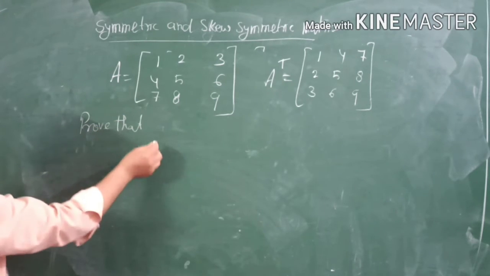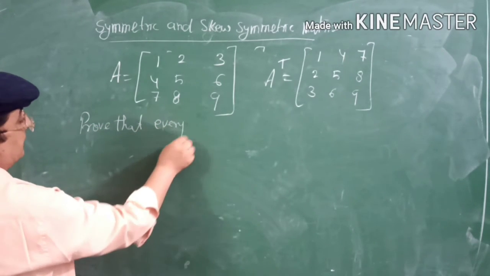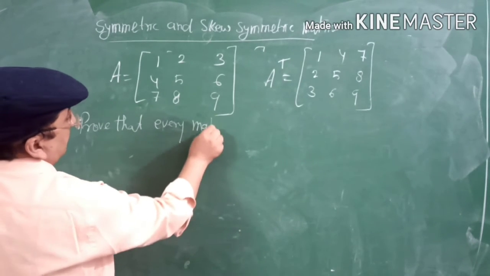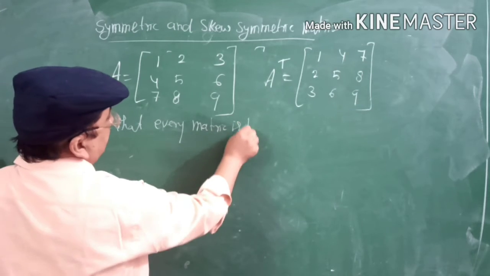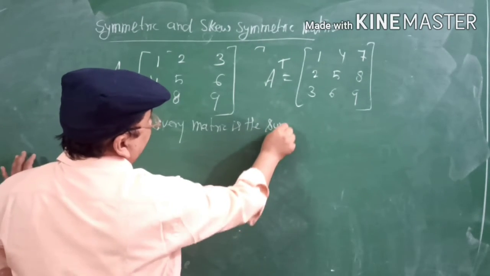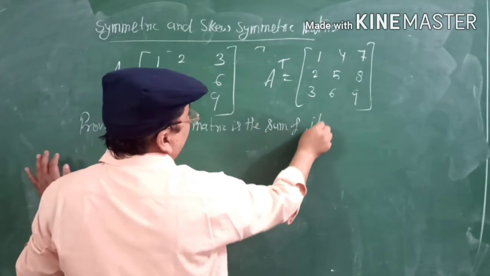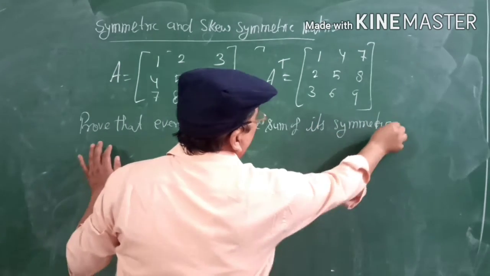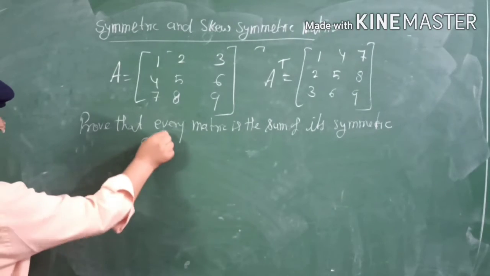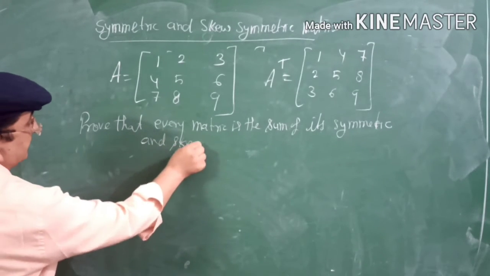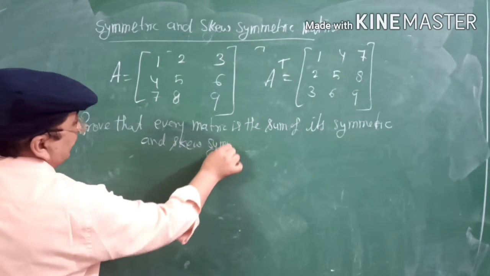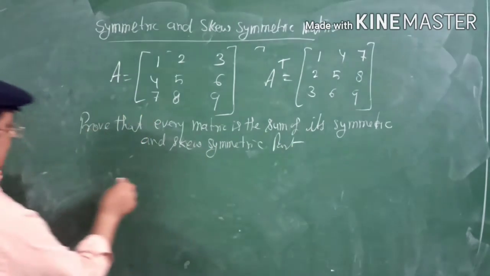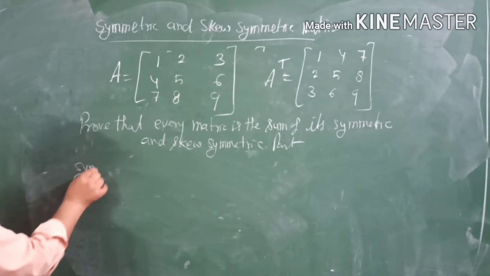Prove that a matrix is the sum of its symmetric and skew-symmetric parts. Now, the symmetric part.